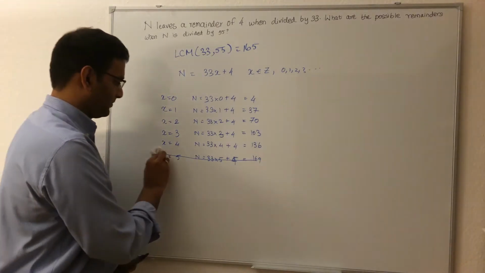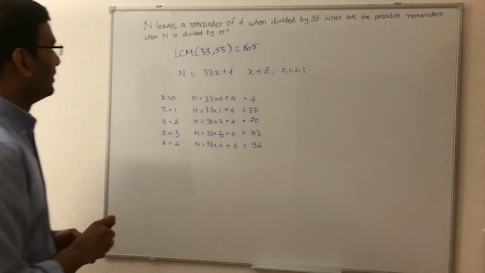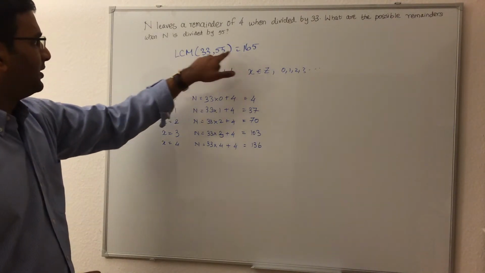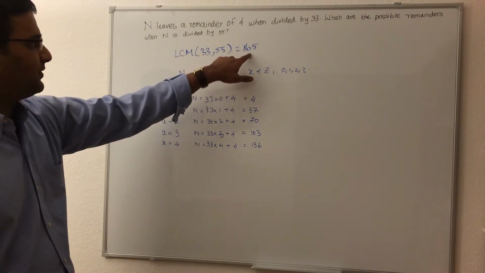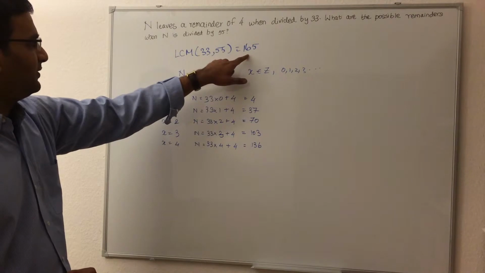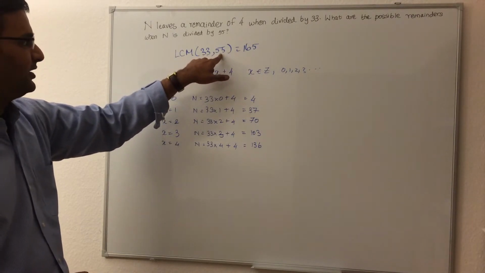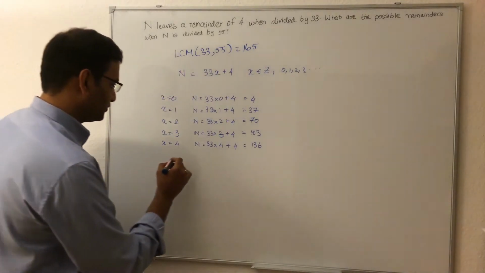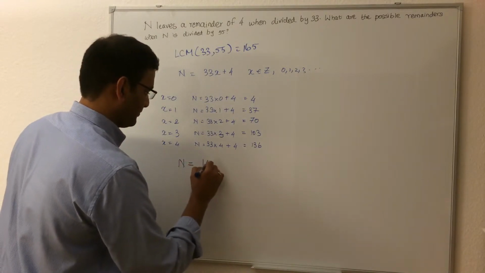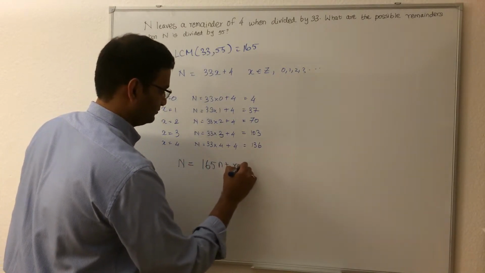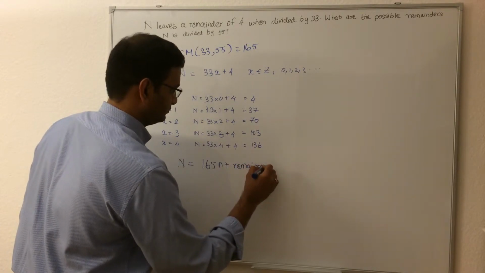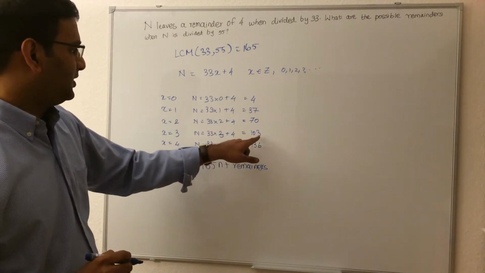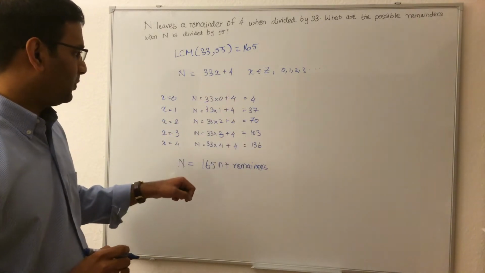Let me create some space. So we know that the least common multiple of 33 and 55 is 165. Therefore, 165 is divisible by 55, as is 165 divisible by 33. Therefore, we could rewrite n as follows. These are the remainders that we calculated here. Why are these remainders?